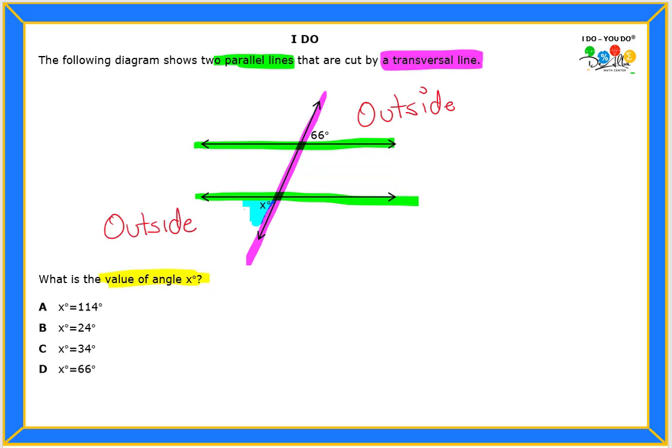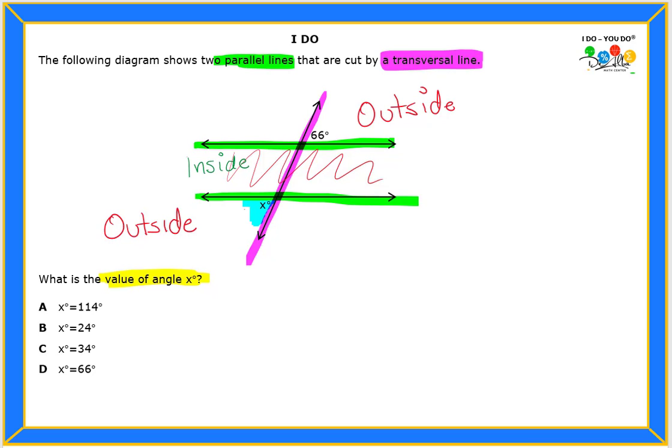Now, why do we say that they are outside? Because my parallel lines are kind of enclosing this much. Is that right? That would be inside. This is my inside. And that's my outside. Is that right?